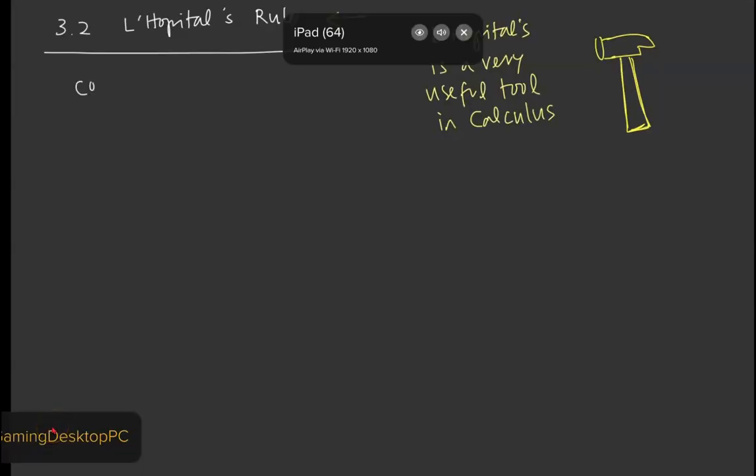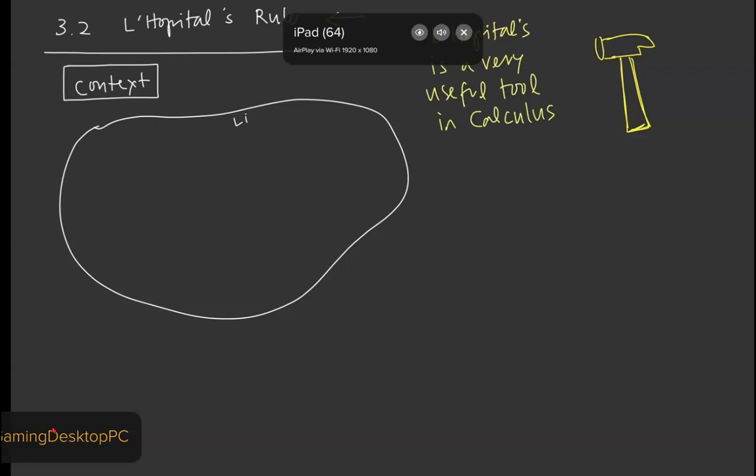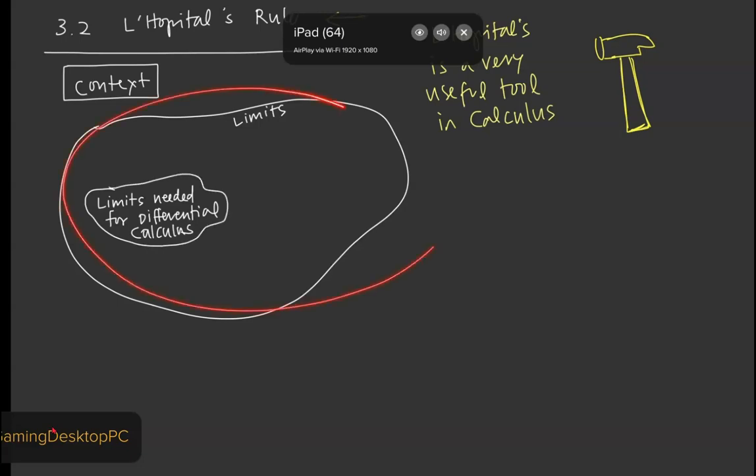Let's talk about the context of where this rule comes from, and when it's helpful. So we're remembering that the idea of limits is a really big idea that encompasses a lot of different types of limits, and we've definitely seen some limits needed for the type of calculus we've learned so far, differential calculus. And that's just a very tiny amount within the larger framework of there's a lot of different kinds of limits.